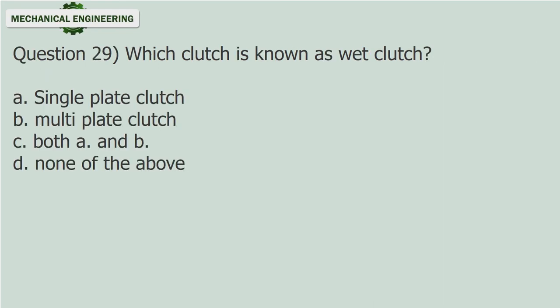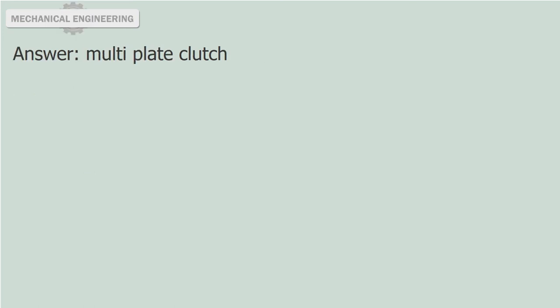Question 29. Which clutch is known as wet clutch? A. Single plate clutch. B. Multi-plate clutch. C. Both A and B. D. None of the above. Answer: multi-plate clutch.